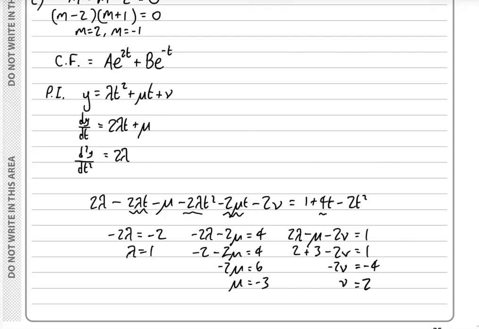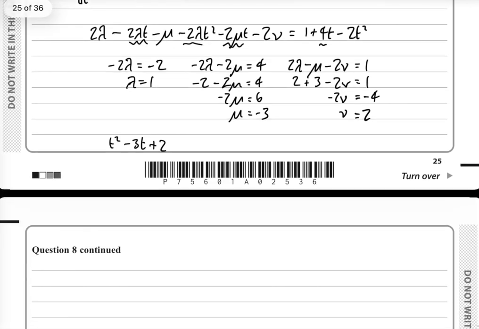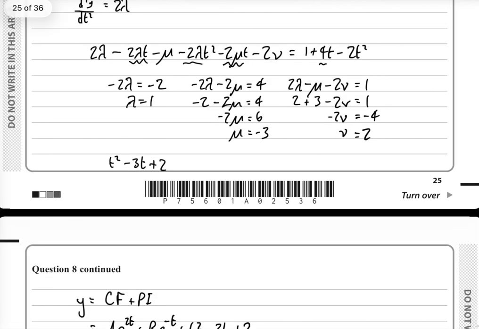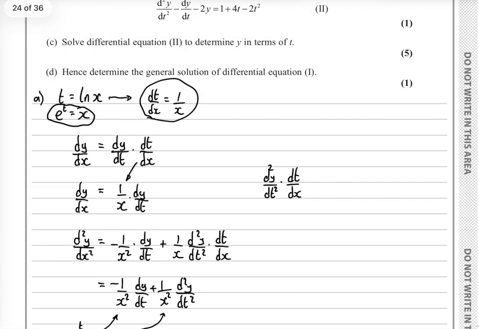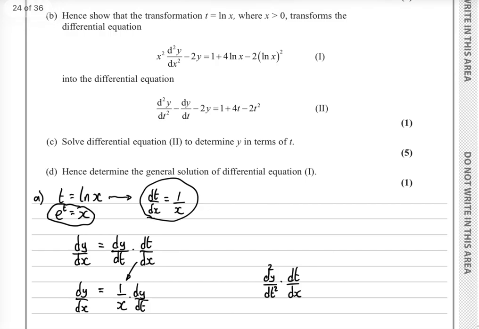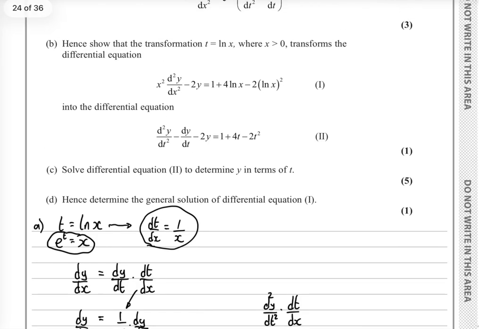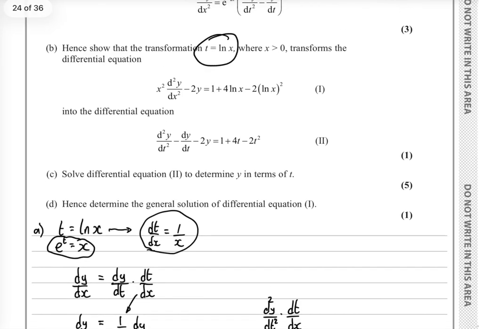So our particular integral is t squared minus 3t plus 2, and our general solution, which is the complementary function plus the particular integral, is equal to a e to the 2t plus b e to the minus t plus t squared minus 3t plus 2. We don't have boundary conditions, so that is the general solution. Hence determine the general solution of the differential equation number 1. So we're just changing our t's back into x's using log x.